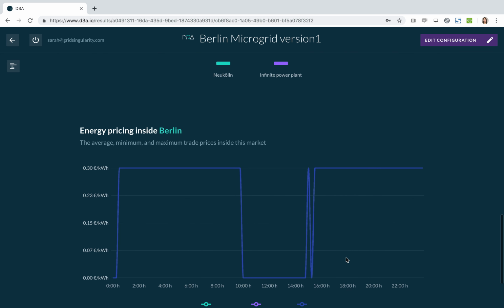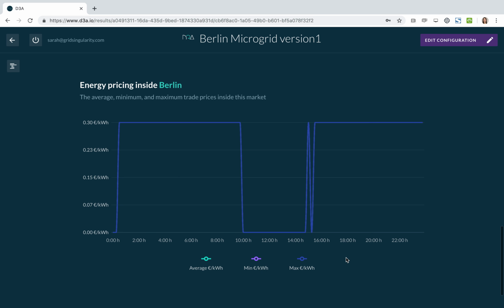And then lastly, we have a graph about what was the energy pricing inside the market. And in this version of D3A.io, we only have the one-sided pay-as-offer market. We are adding our other market types, and they will be available very soon. But in the one-sided market, the offers are made at a specific price, and then the devices that are consuming are just buying the cheapest offer.